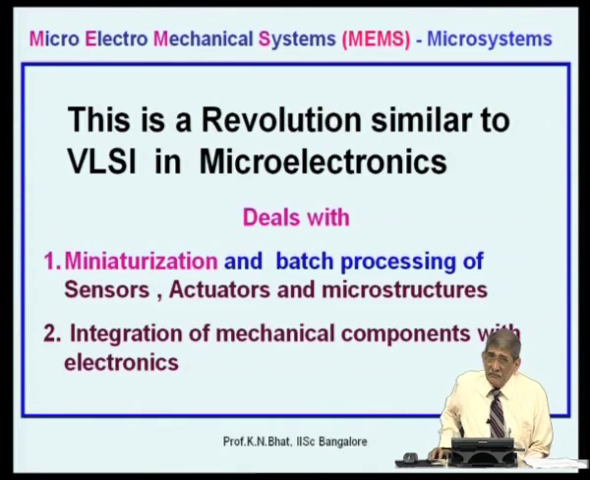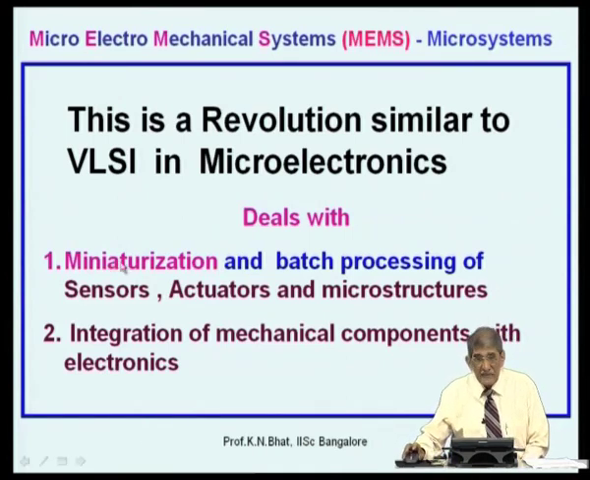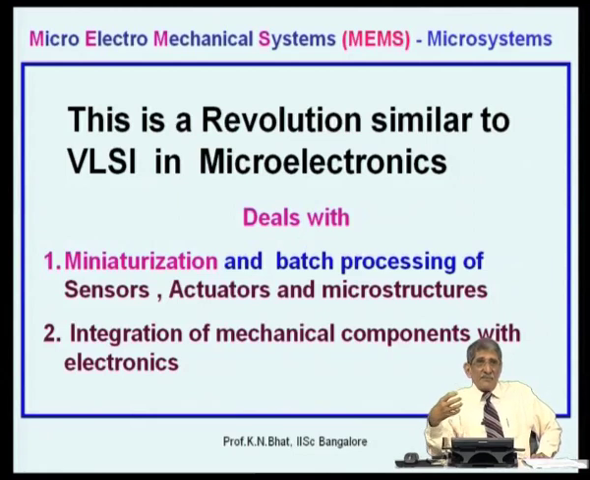VLSI has become omnipresent in every walk of life: civilian, automobile, defense, everywhere it is used. And the cost has come down from year to year. That has been possible because of miniaturization. So the revolution in VLSI has happened because of the ability to miniaturize. And this has been further possible because of the batch processing of the devices. When I say batch processing, what is implied is that when you make one device or do one process, you do that simultaneously on a number of devices.